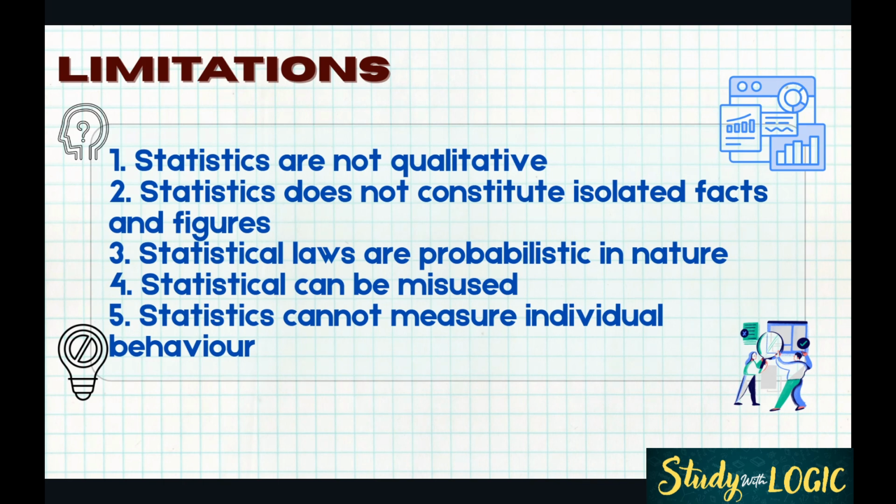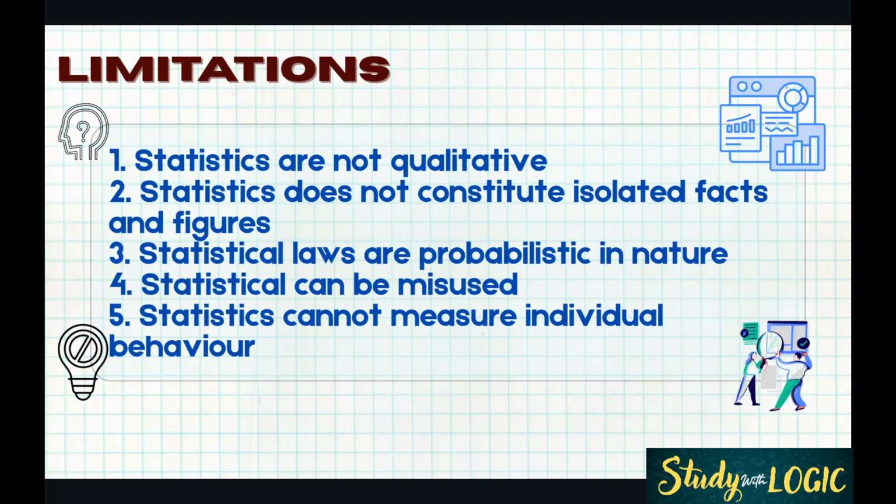The next one is that statistical laws are probabilistic in nature. What does it mean? Which means that they are not 100% accurate, they are just probable. Statistics can only give us close guesses, not exact answers. It tells what is likely to happen, not what will definitely happen. For example, the sales might be high next month due to some festival or some reason, but then it might turn out because of different scenarios and situations where it might not be the same.